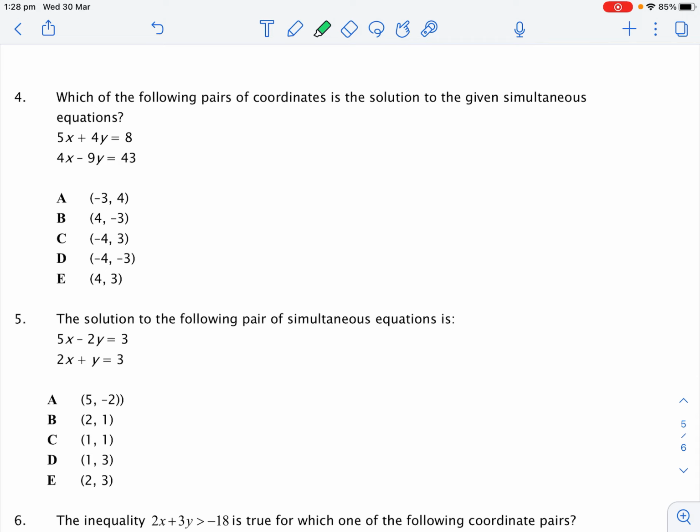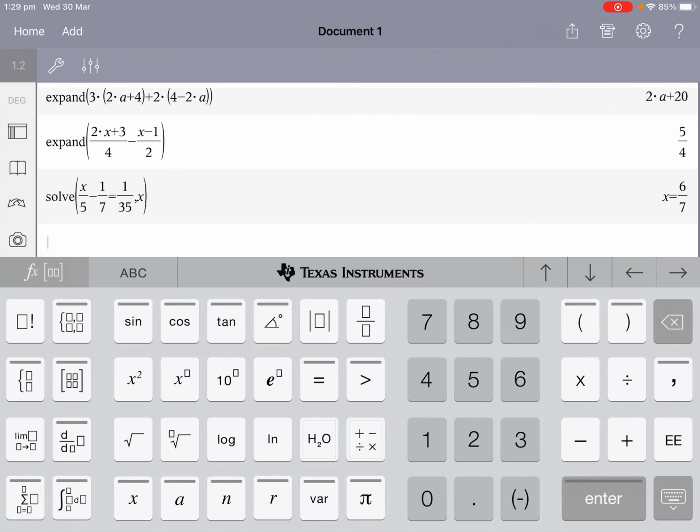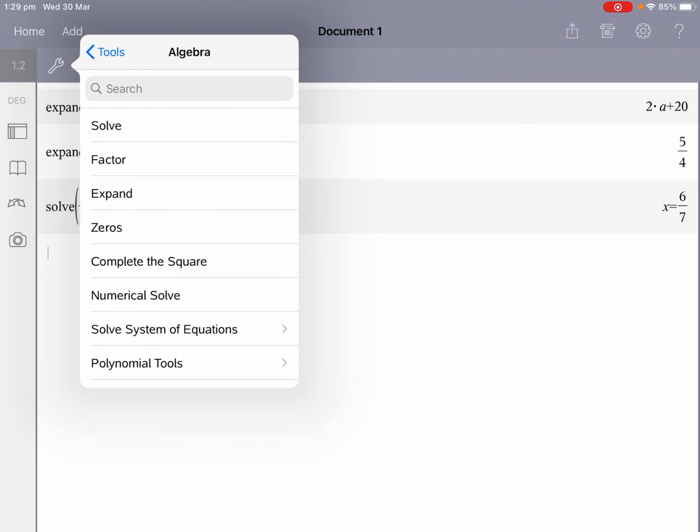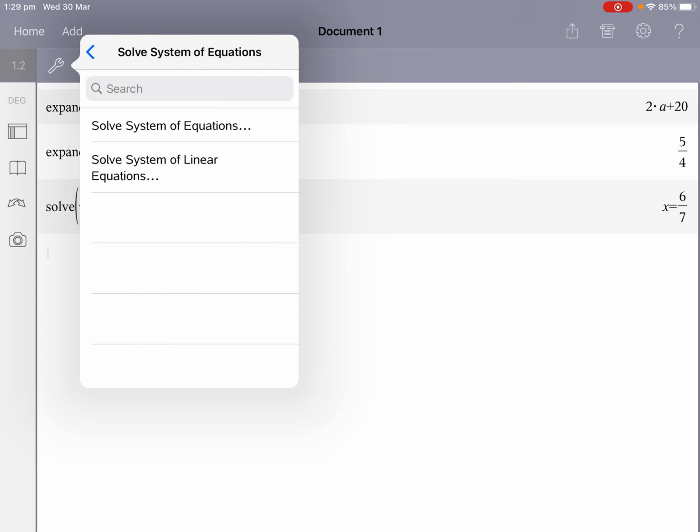Okay, simultaneous equations this time. Now we did this more recently in class, so hopefully you have remembered how to do the simultaneous equations. So I go to my calculator. Just go back to the beginning here. So I go to menu, algebra. Now this time I'm not solving a single equation, I've got a system of equations. So I hit system of equations.